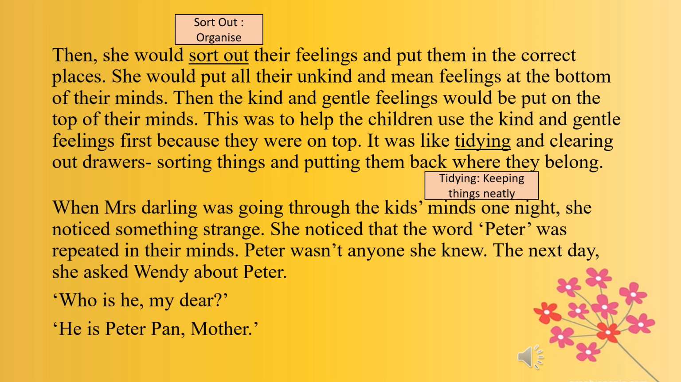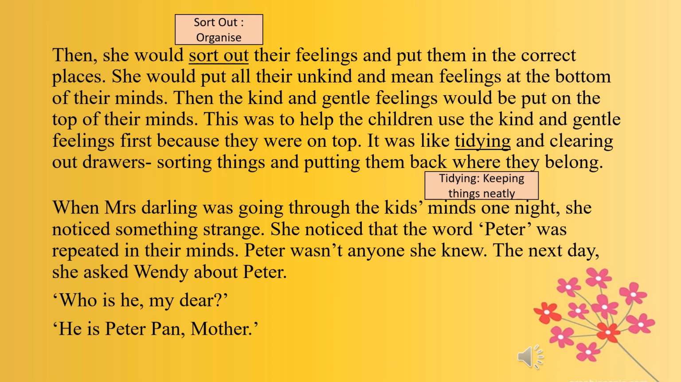When Mrs. Darling was going through the kids' minds one night, she noticed something strange. She noticed that the word Peter was repeated in their minds. Peter wasn't anyone she knew. The next day, she asked Wendy about Peter. "Who is he, my dear?" "He is Peter Pan, mother."